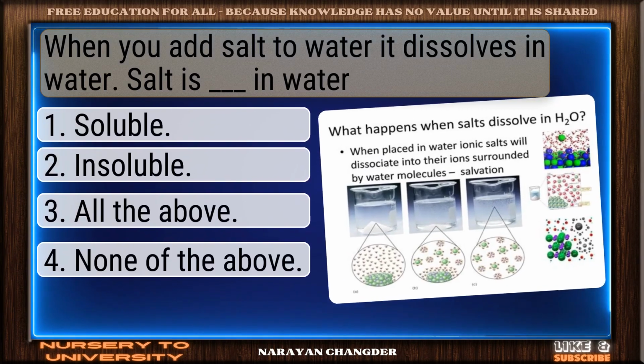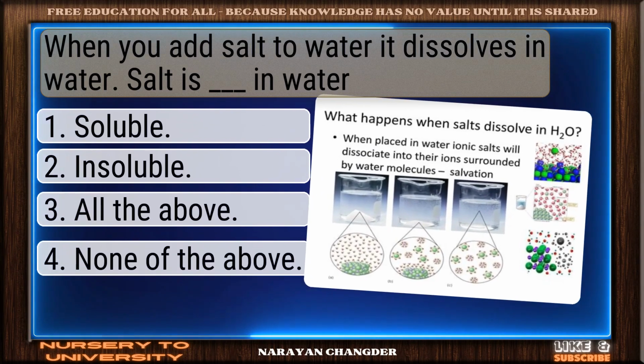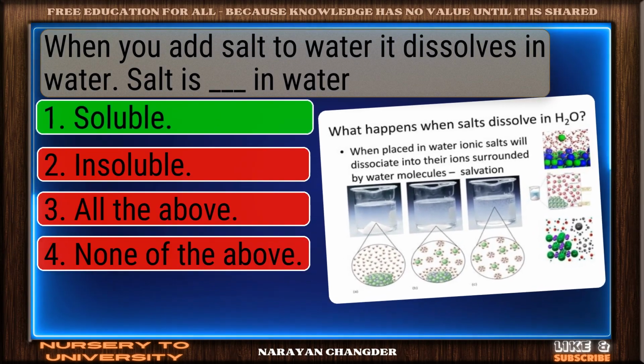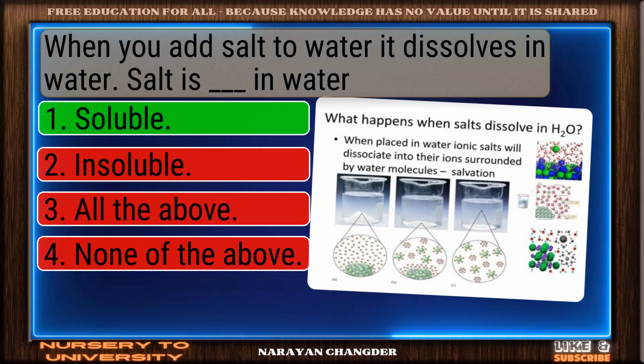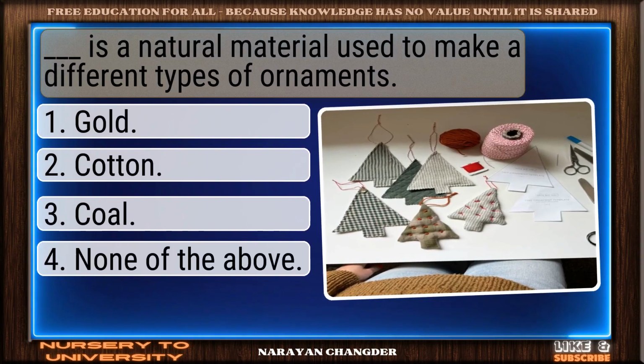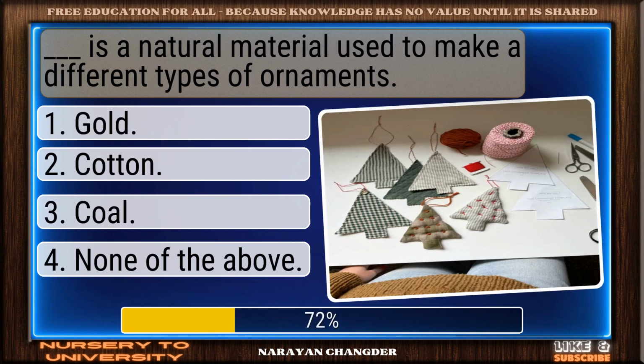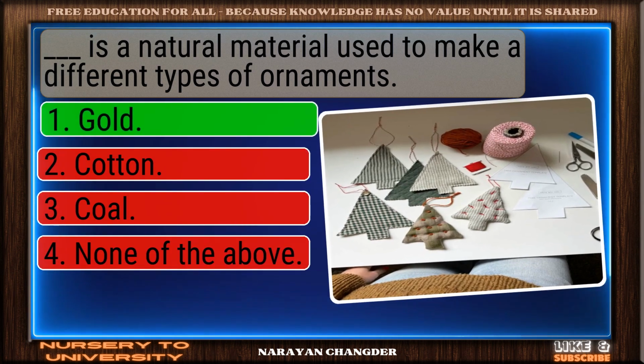When you add salt to water, it dissolves in water. Salt is dash in water. On track, soluble is the correct answer. Dash is a natural material used to make different types of ornaments. Right again, gold is a valid answer.